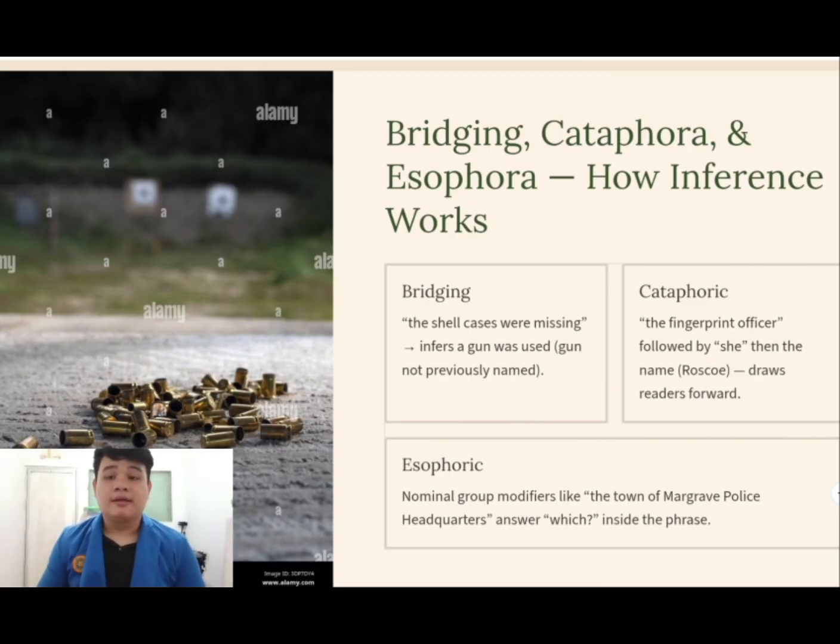And the third is esophoric reference. This involves nominal group modifiers. For instance, the phrase "the town of Margrave Police Headquarters" answers the question, which one? Right inside the phrase itself.